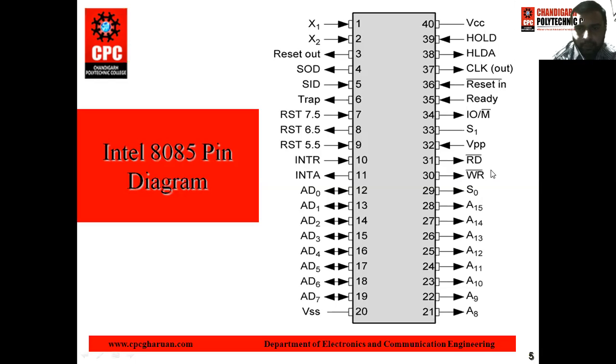Next is the VPP pin. This is a control pin. After that, we have already discussed pin 29 and pin 31, which are control signal pins.